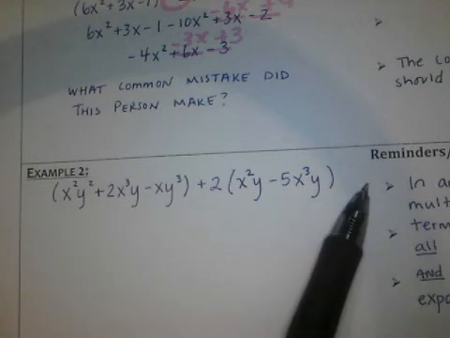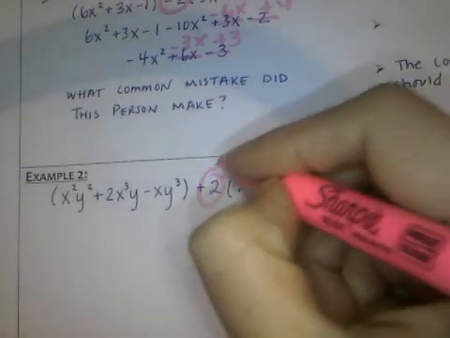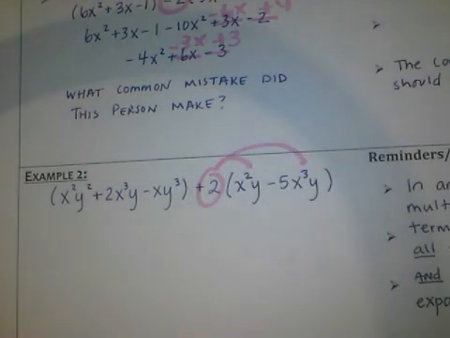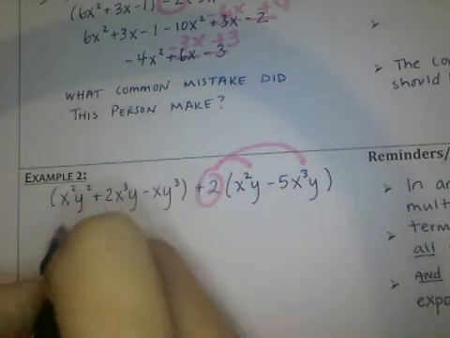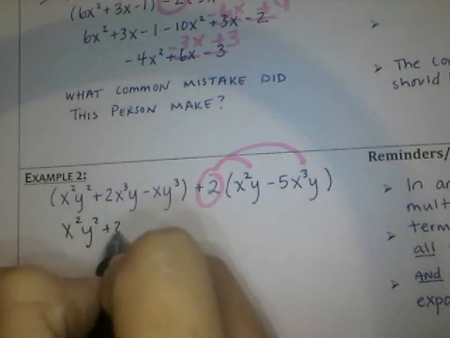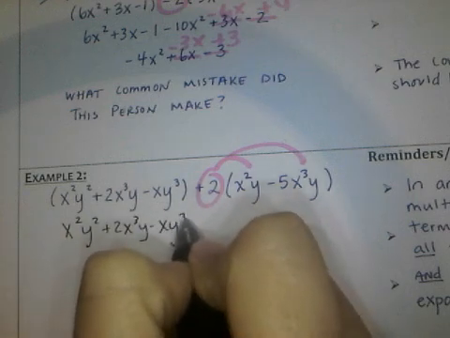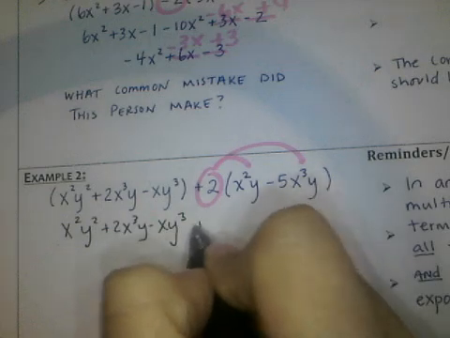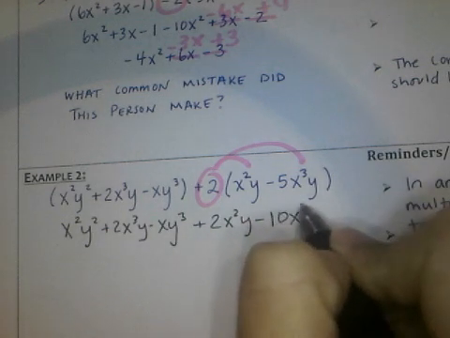So if I start this problem, normal process, I would distribute the 2 first. Of course, distribution is multiplying, so it affects the coefficient but not the exponents. The first polynomial comes straight down because there's no coefficient out front. And the second polynomial becomes 2x squared y minus 10x cubed y.